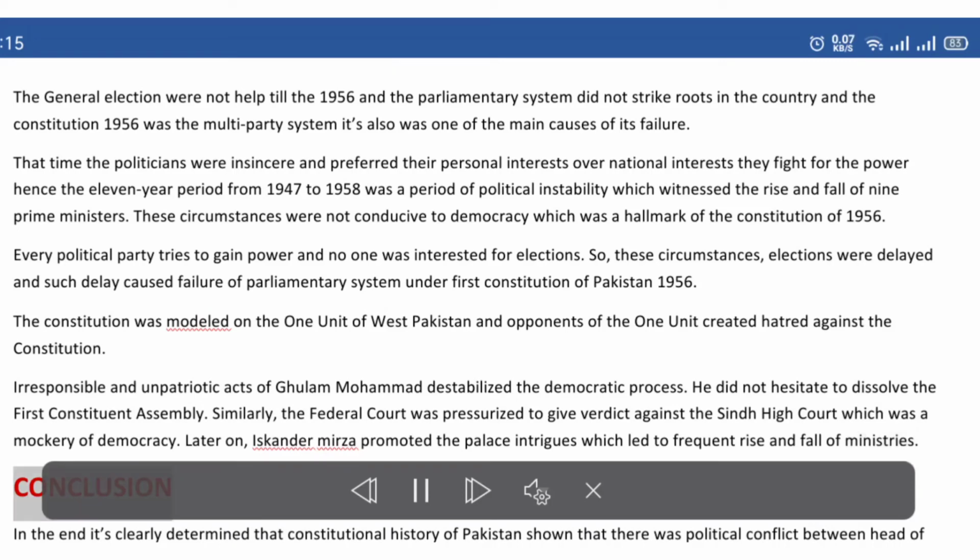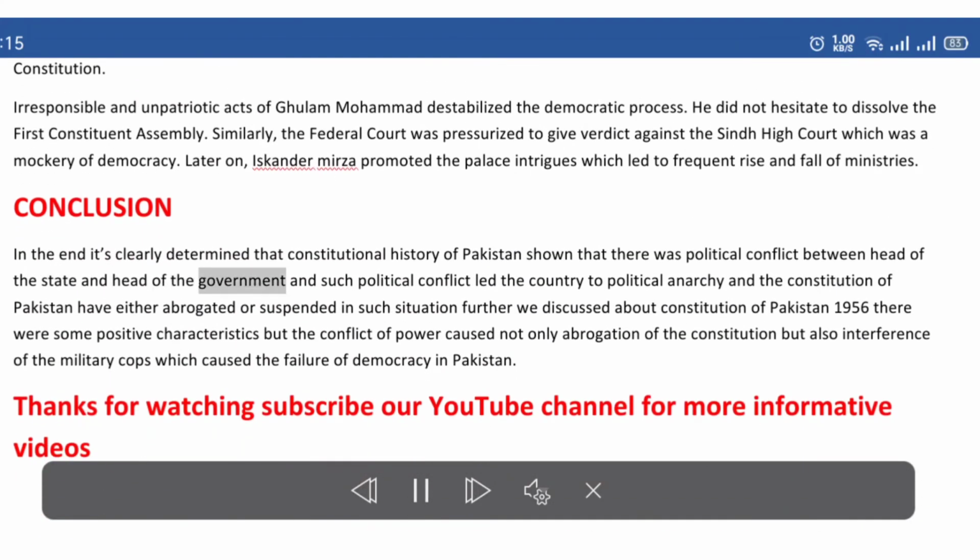Conclusion. In the end, it is clearly determined that the constitutional history of Pakistan shows that there was political conflict between the head of the state and the head of the government, and such political conflict led the country to political anarchy, and the Constitution of Pakistan has either been abrogated or suspended in such situations.